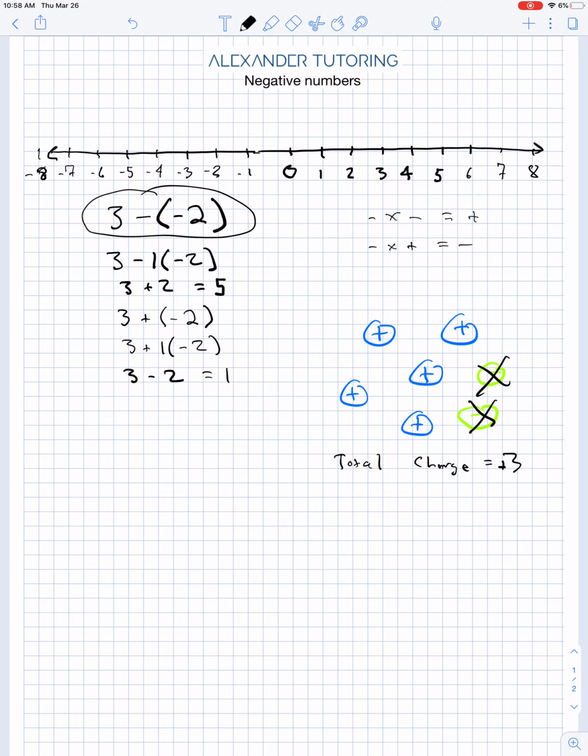What is the total charge now? The answer is 1, 2, 3, 4, 5. The total charge is plus 5, which is the answer we got here, right? A minus minus 2 is equivalent to a plus, which gives us a total of 5. So that's what helps me understand it on a more fundamental level. We can think of minus minus as taking away or removing 2 negatives.